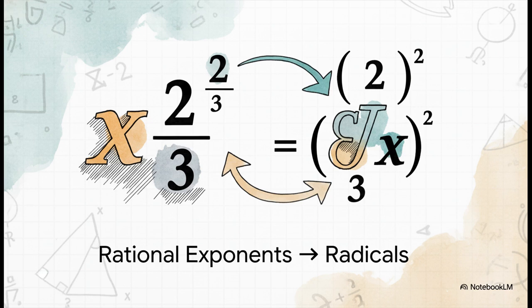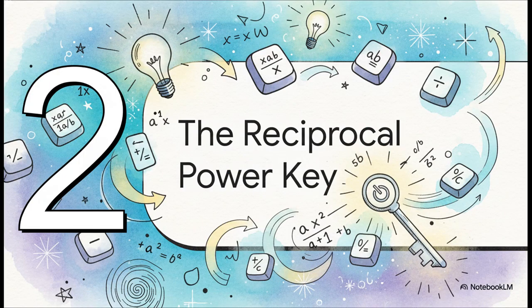seen before. The number on the bottom of the fraction, that's the root. The number on top, that's the power. So x to the 2/3 is just a fancy way of saying the cube root of x, all squared. But you know what? We don't have to get all bogged down in writing out radicals. Nope. We have a much slicker, much more elegant tool for this. I like to call it the reciprocal power key, and it is, without a doubt, the single most important technique for blowing through these equations.